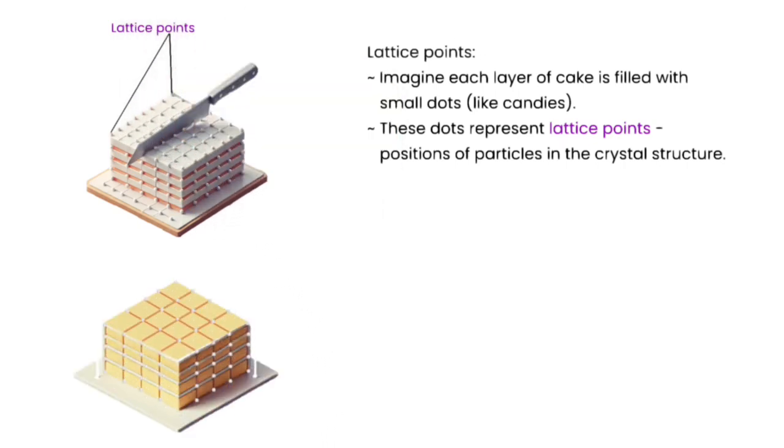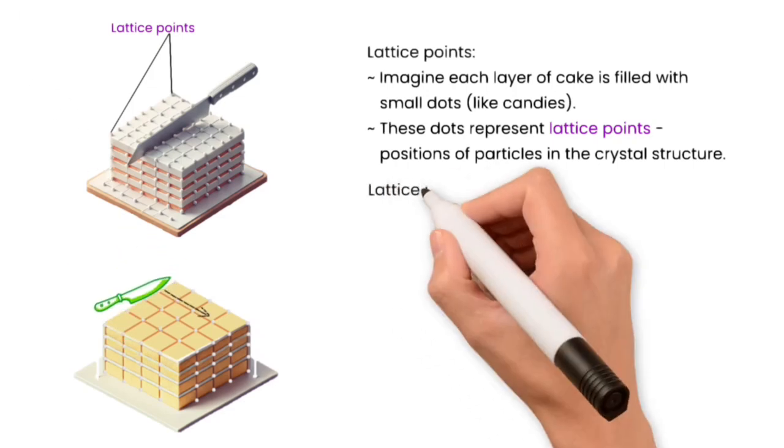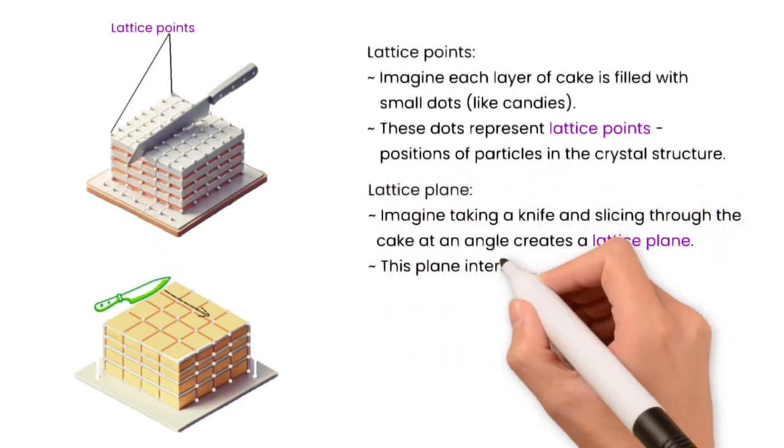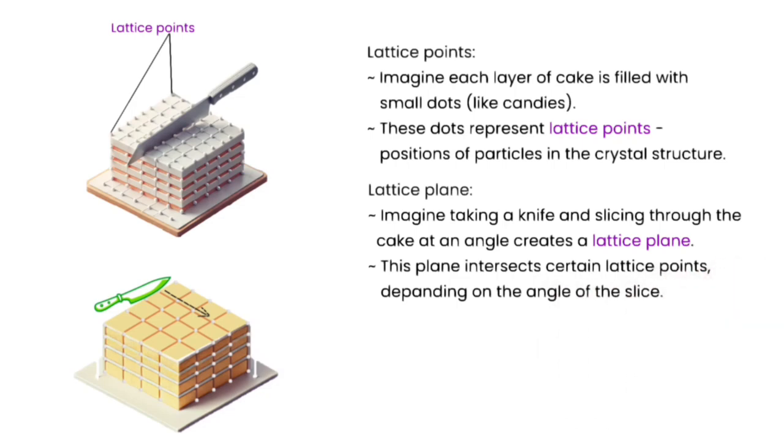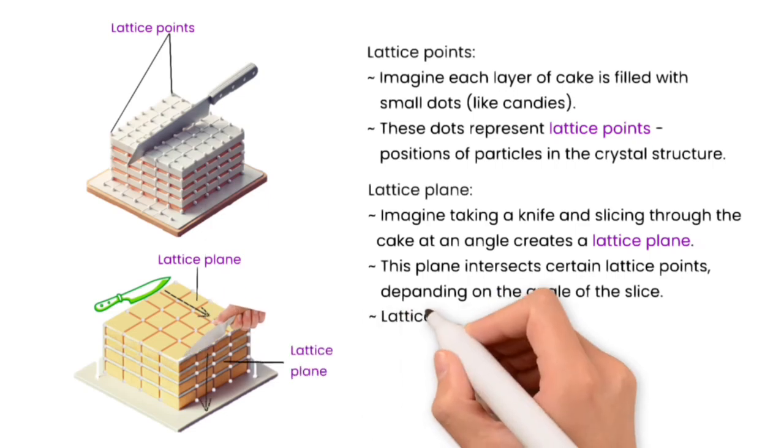Now, let us think about making a slice in this cake. Imagine taking a knife and slicing through the cake at an angle. This slice that intersects layers and dots is called a lattice plane. As the knife cuts through, it will pass through some of these dots on different layers. It depends on the angle and direction of the cut.